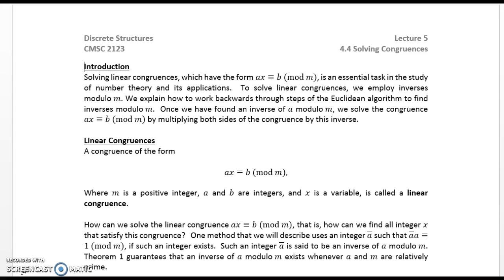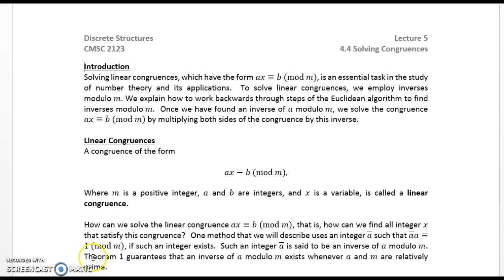Solving linear congruences, which have the form ax is congruent to b mod m, is an essential task in the study of number theory and its applications. To solve linear congruences, we employ inverses modulo m. We explain how to work backwards through steps of the Euclidean algorithm to find inverses modulo m. Once we have found an inverse of a modulo m, we solve the congruence ax is congruent to b modulo m by multiplying both sides of the congruence by this inverse.